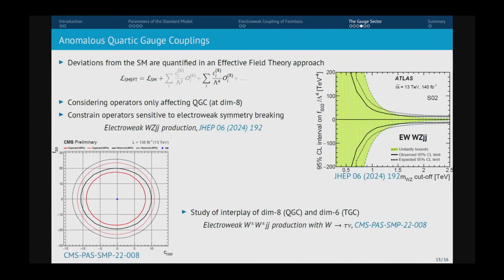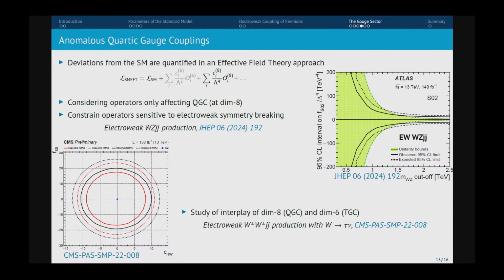And then we typically quantify the validity of the electroweak theory in these measurements in an effective field theory approach. So we expand the standard model Lagrangian with higher dimensional operators that we build from the standard model fields. And in these processes, we're interested in operators that only affect quartic electroweak couplings, and these enter at dimension 8 in the standard model effective field theory expansion.